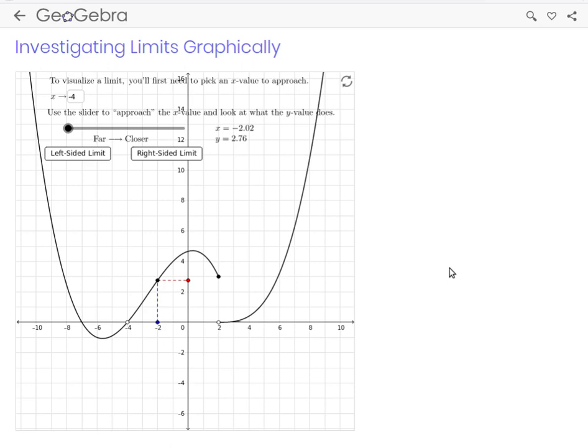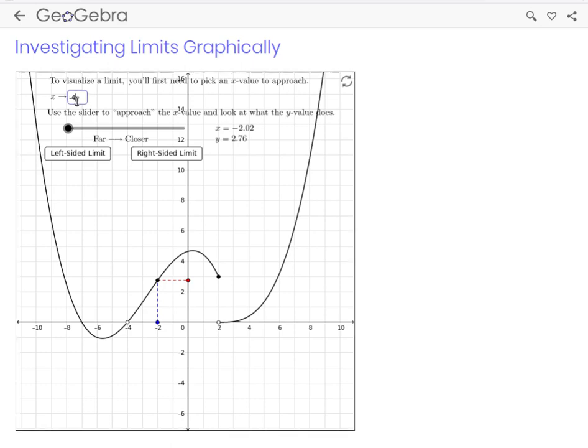All right, so if you're looking on Canvas and following along, you'll notice that we're going to first pick an x value that we're going to approach. I'm starting at -4. We're going to look at what's going on right around here on our graph. So let's take a look at what's happening as x approaches -4. Let's start with a left-sided limit. So I'll click my left side button.